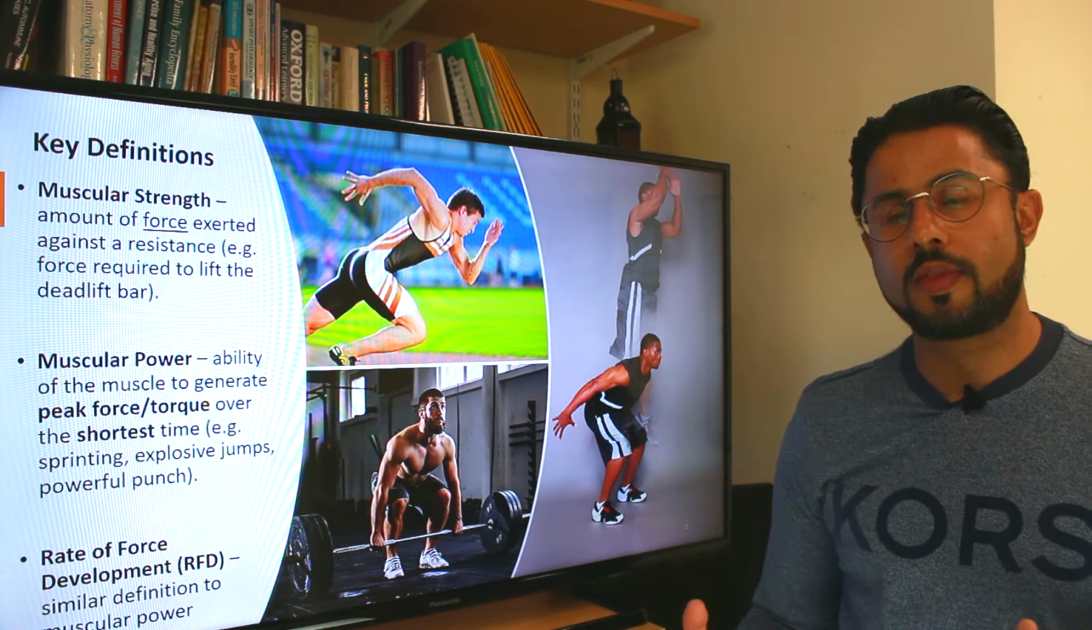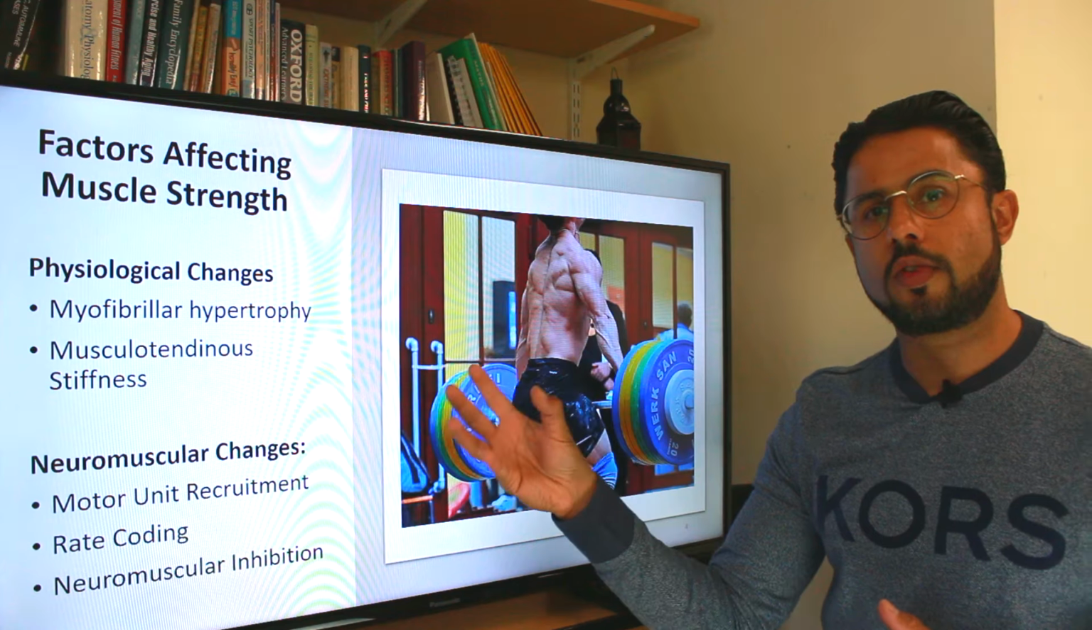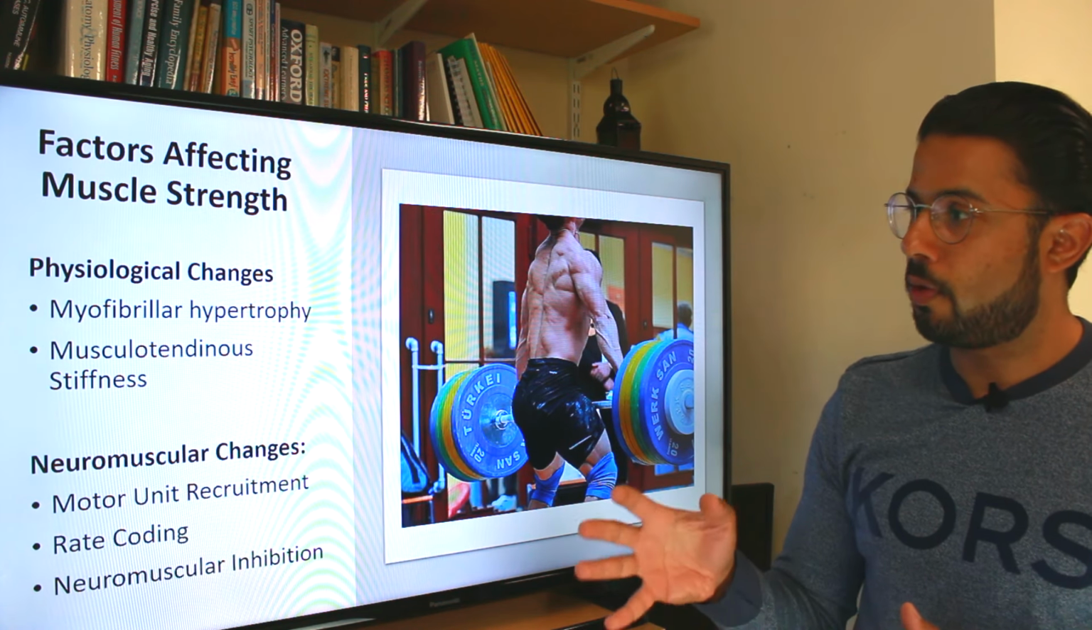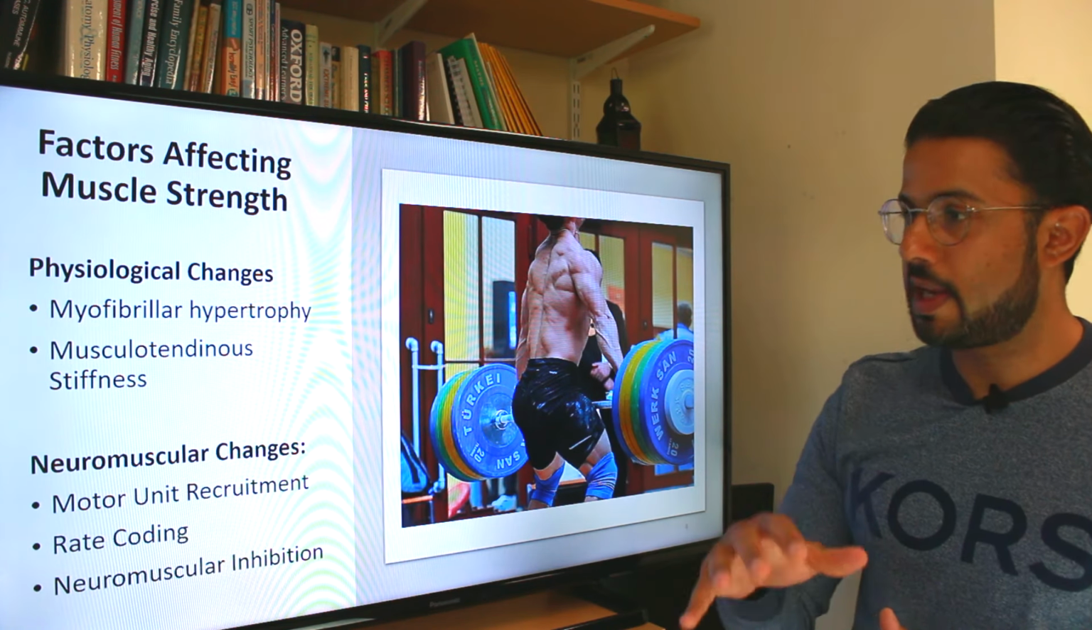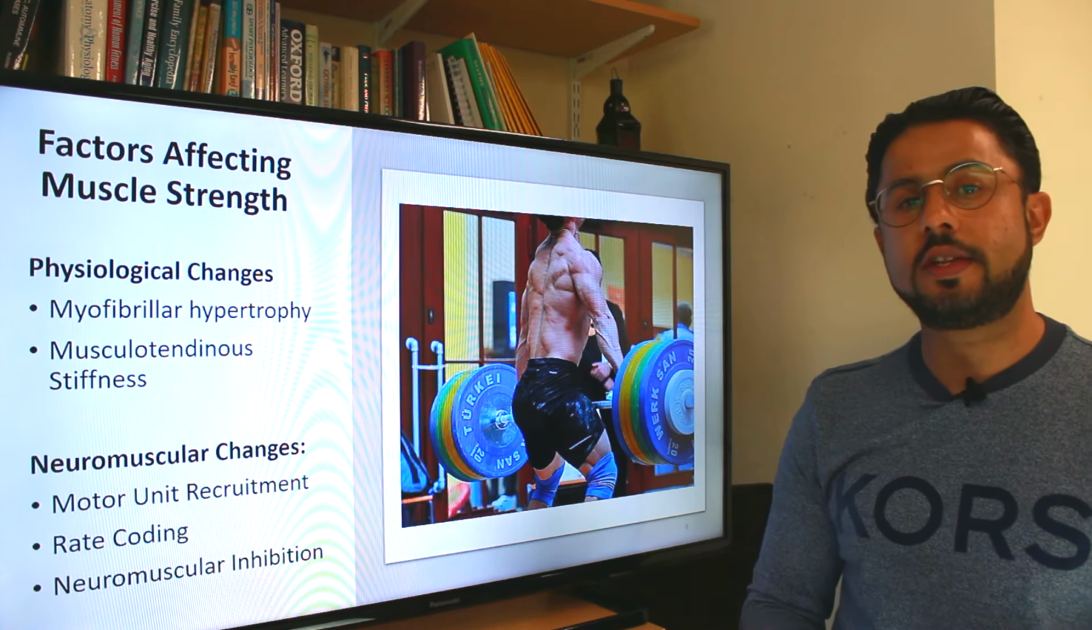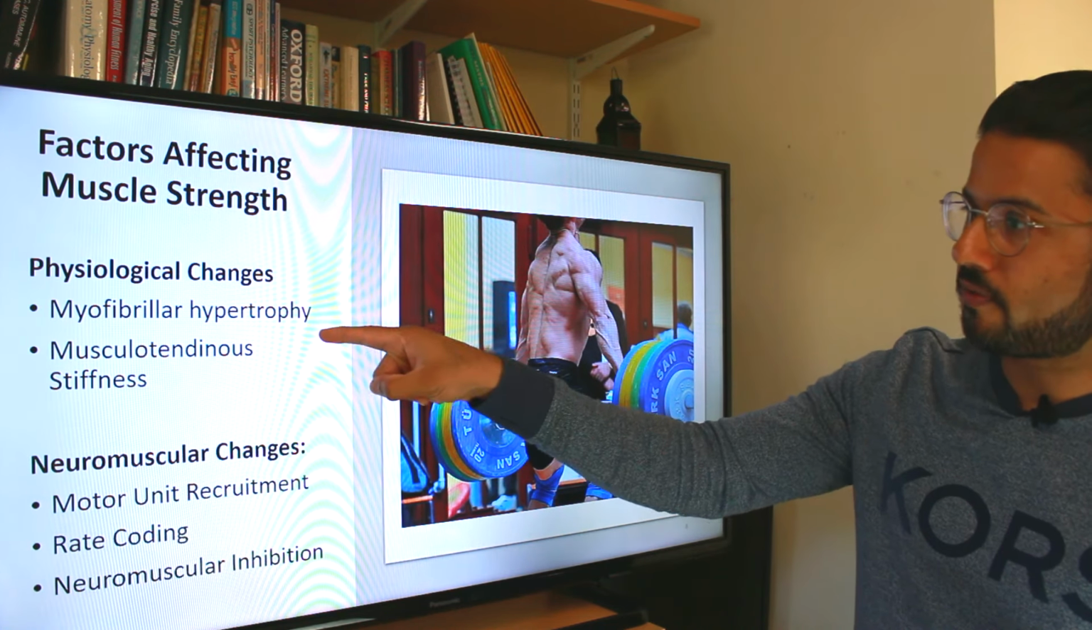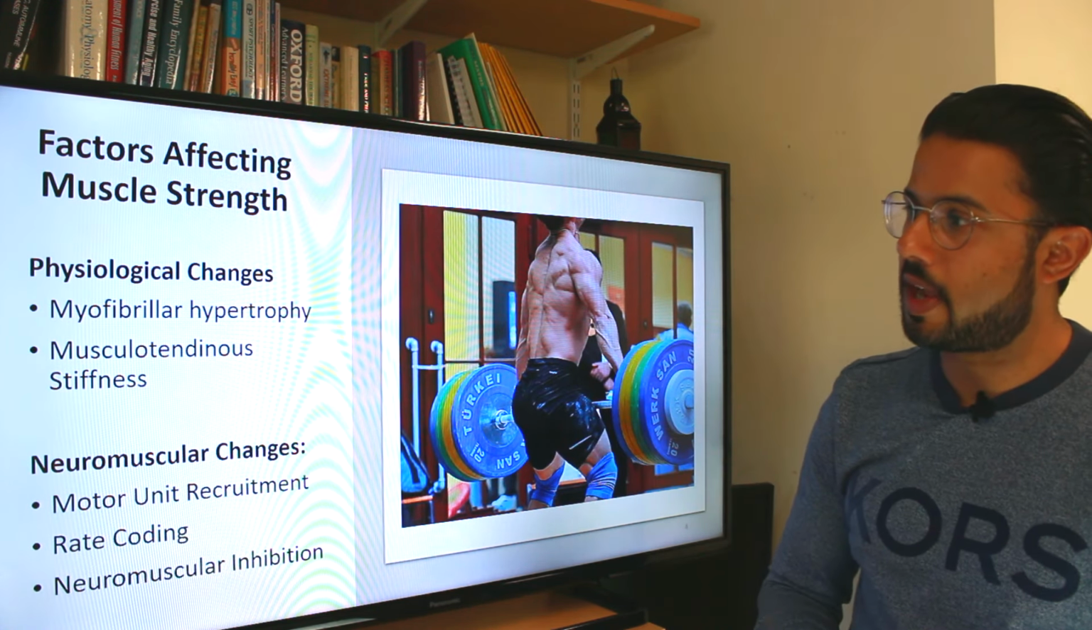Now, when you look at the factors that affect muscle strength, you need to think about two major categories of changes, and within those categories there are lots of sub-changes happening. The first are the physiological changes. We know that when we do resistance training we're going to have myofibrillar hypertrophy. I've actually got a 4-part video series on myofibrillar hypertrophy already on this YouTube channel. The link is in the description. Please do watch that to understand more about physiologically how myofibrillar hypertrophy happens.